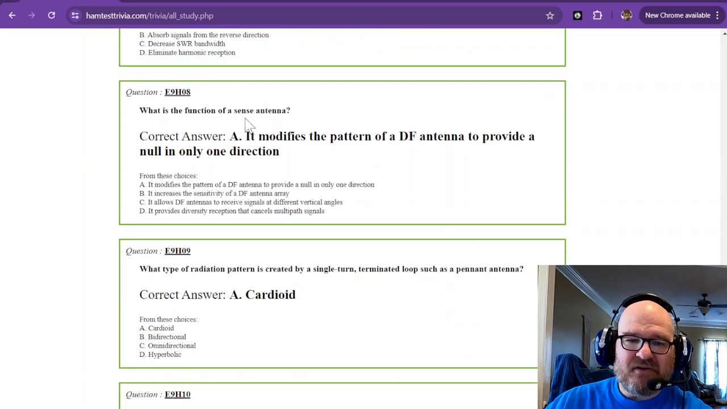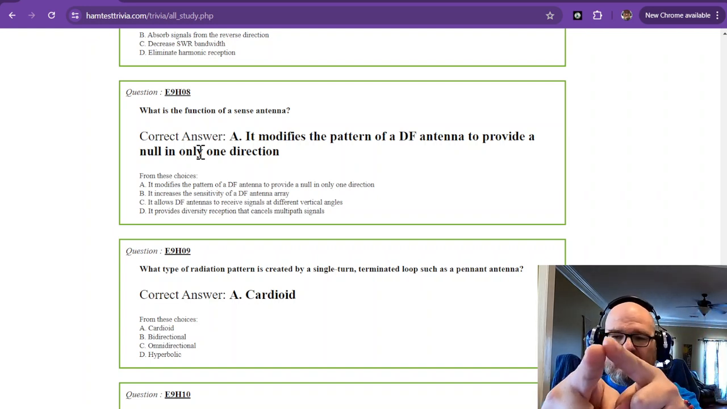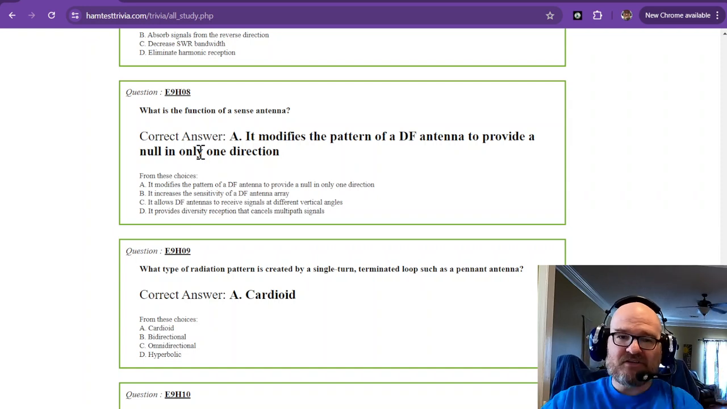What is the function of a sense antenna? And this is for direction finding. It modifies the pattern of a direction finding antenna to provide a null in only one direction. So a sense antenna gives you that ability to find it from only one direction. And in direction finding, it's nice to know one direction instead of two.